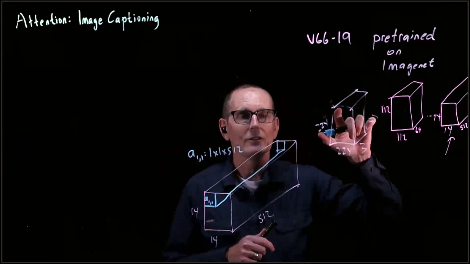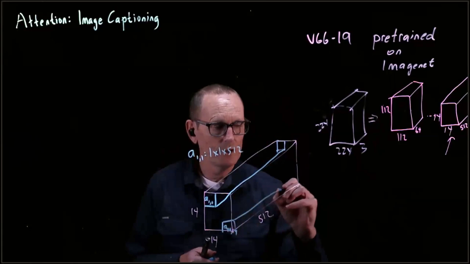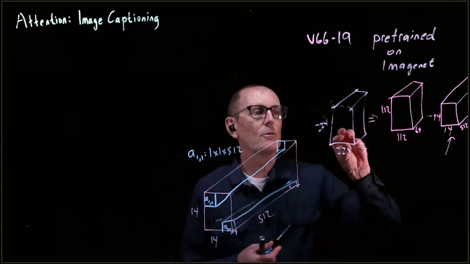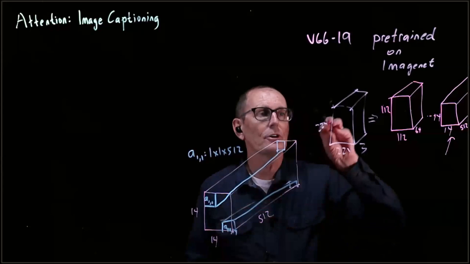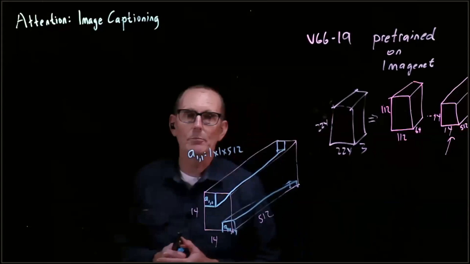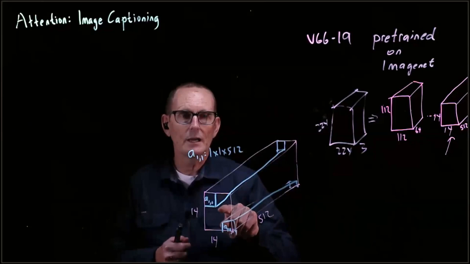On the other side of things, we have A14,14, which is also 1 by 1 by 512. And that represents things towards the bottom right of the original image. So we have here spatial representations that do refer spatially to the original image. If the bird were in the middle of this image, then we would be using activations in the center here. We would be attending to activations in the center and not attending to ones on the edges.